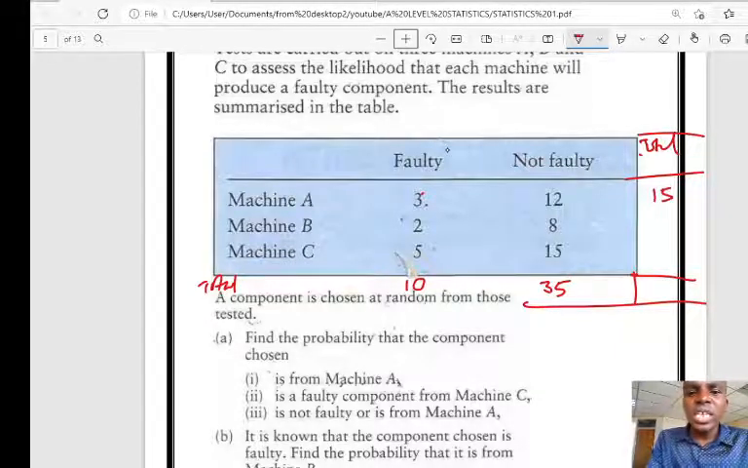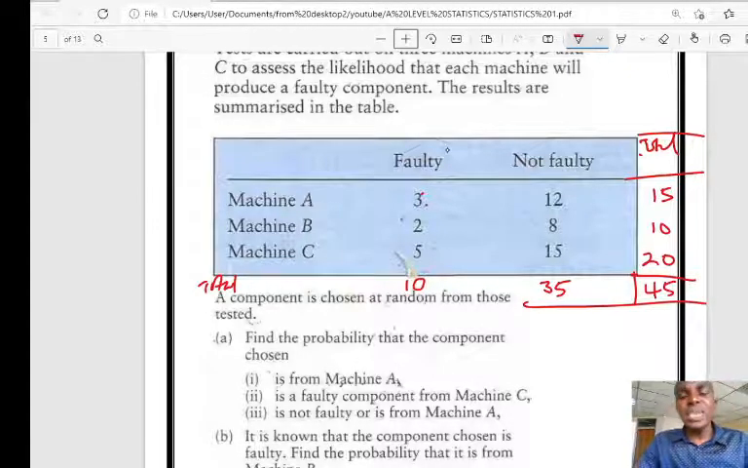That's the total. Then 2 plus 8 is 10. 5 plus 15 is 20. Then 15 plus 10 plus 20 is actually 45. The total must be the same as on the horizontal side. Vertical total must be the same as horizontal total. 10 plus 35 is 45, right?